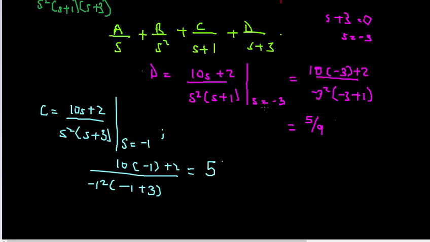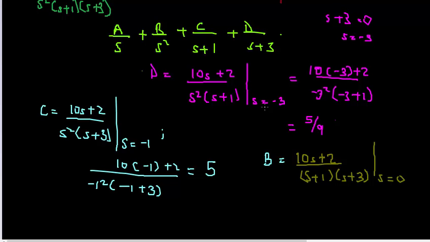Now let's move on to solve for B. Now for B, B becomes equal to, I have 10s, just like what we've done before, almost the same thing. In this case, I'll have 10(s plus 2) over s plus 1 into bracket s plus 3. If you look at the denominator of B, it is s squared, so I just simply removed s squared. Now for s squared, if you equate s squared equals to 0, your s will still be equal to 0.